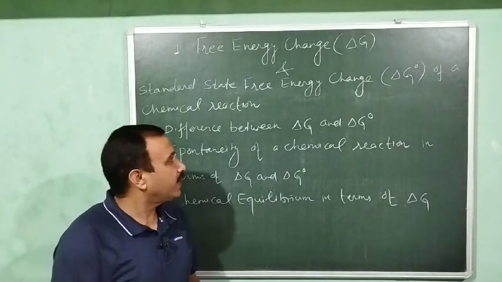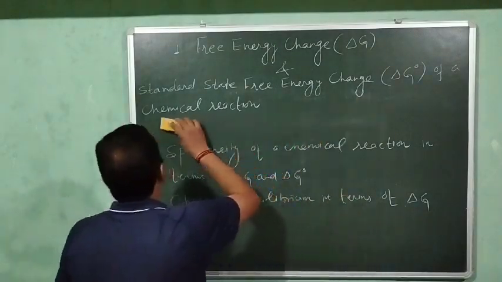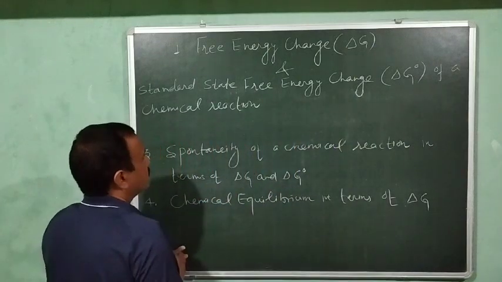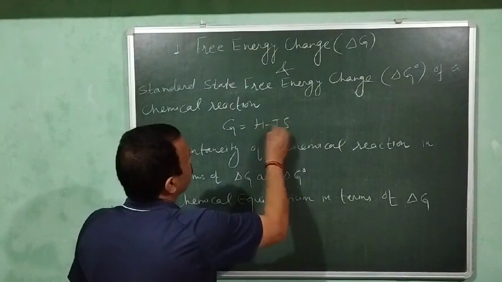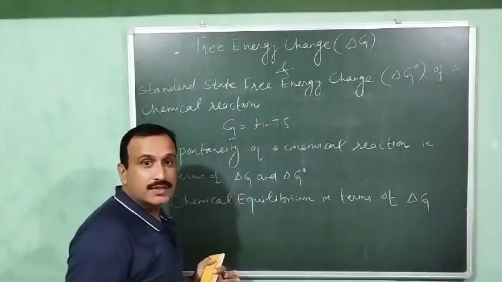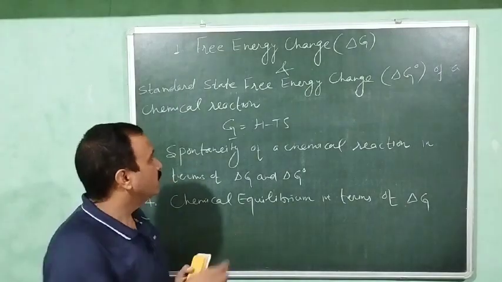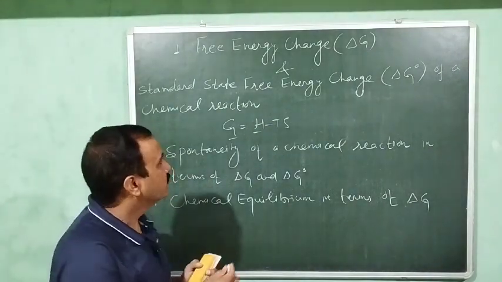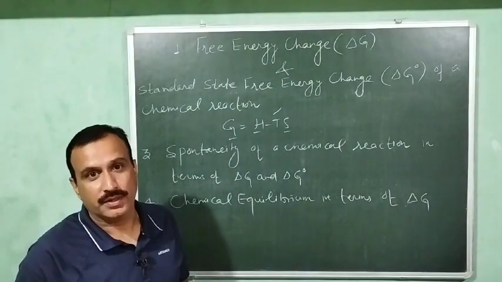Okay, and the expression for free energy is G is equal to H minus TS, that is G is equal to H minus TS, where G is the free energy of the system or the substance, H is the enthalpy of your system or the substance, likewise T is temperature and S is entropy.